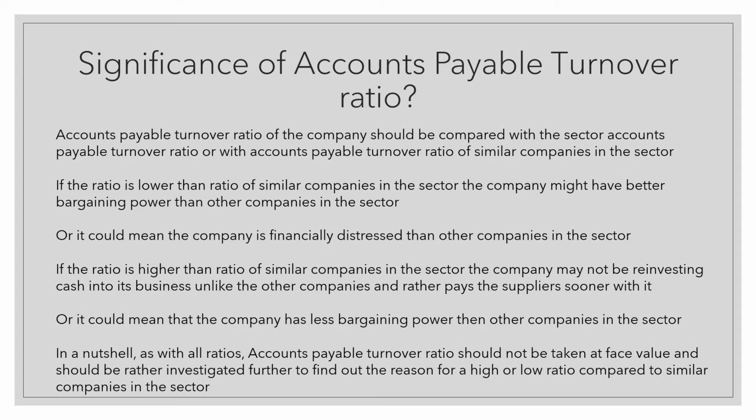If the ratio is higher than the ratio of similar companies in the sector, the company may not be reinvesting cash into its business unlike the other similar companies, and rather it pays the suppliers sooner with it. Or it could mean that the company has less bargaining power than other companies in the sector. In a nutshell, as with all ratios, accounts payable turnover ratio should not be taken at face value and should rather be investigated further to find out the reason for a high or low ratio compared to similar companies in the sector.